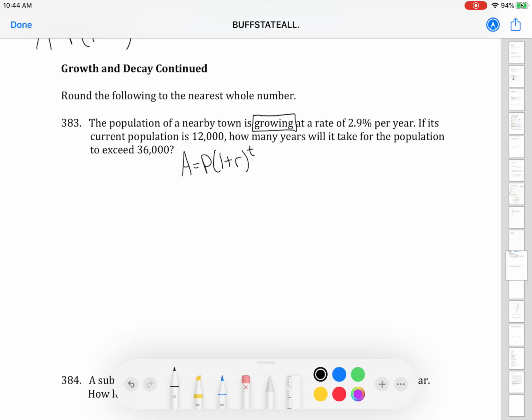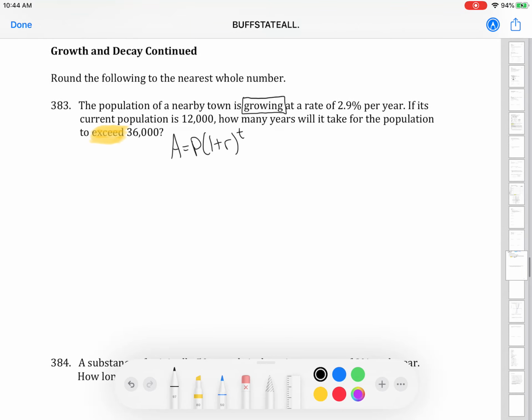If its current population is 12,000, how many years will it take for the population to exceed 36,000? So this word exceed is really important, but we're going to deal with it later on in the problem. Okay? So don't worry about it for now. We will come back to it.